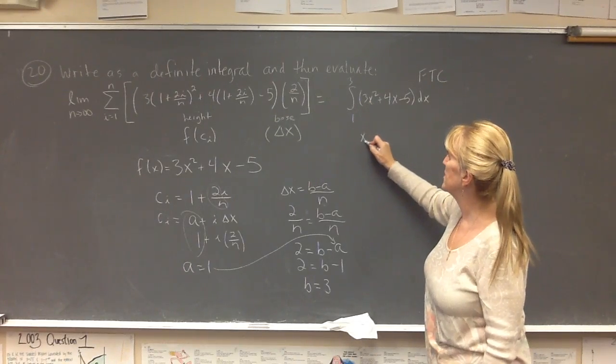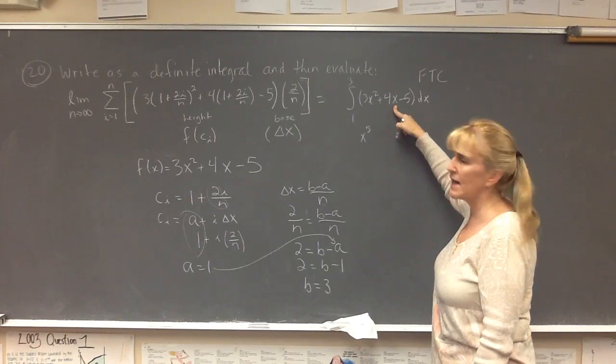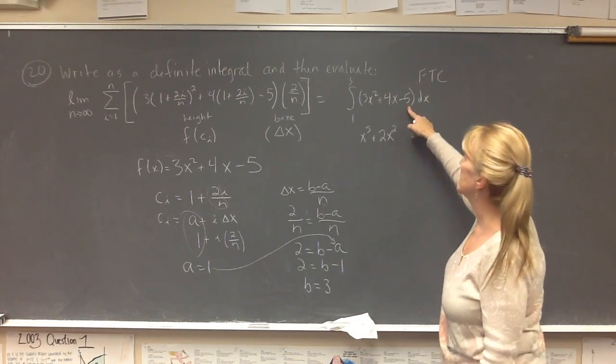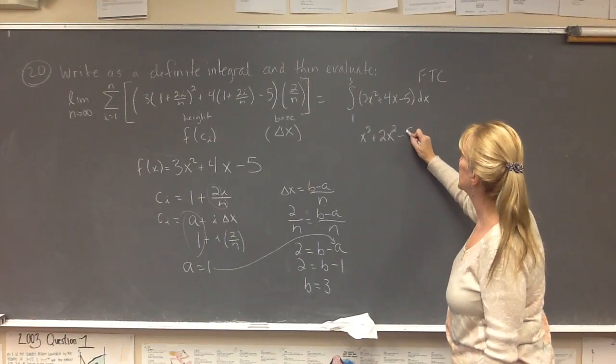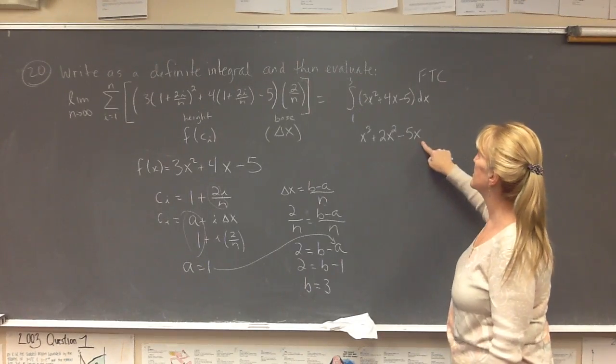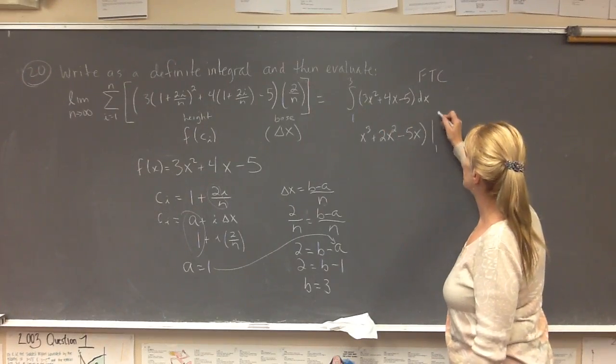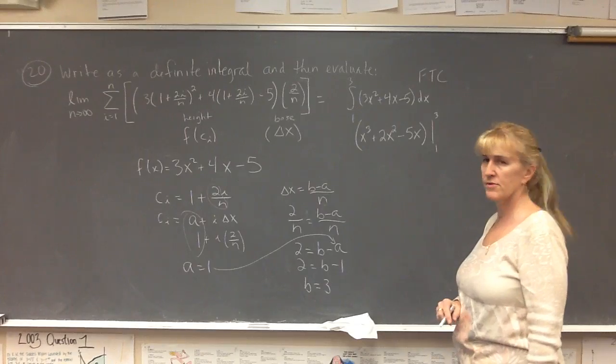This will give me x cubed. We're going to integrate 4x, which should give me 2x squared. And we're going to integrate negative 5, which gives me negative 5x. This is the antiderivative of this function. And we are going to evaluate this function from 1 to 3.